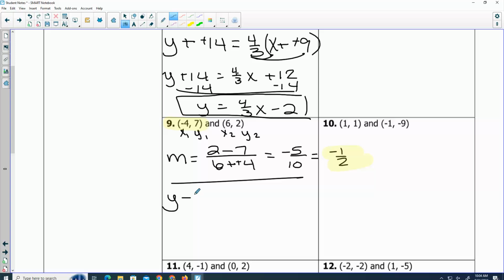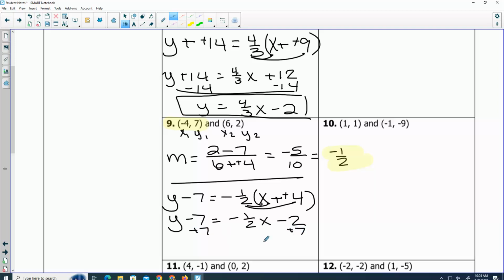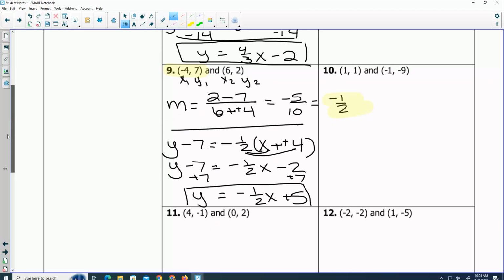y minus y1 equals m, negative 1/2, x minus negative 4. Okay, minus a negative is positive. So we get negative 1/2 x. Negative 1/2 times 4 is negative 2. Add the 7. So negative 1/2 x plus 5. Alright, walking around, it looks like you knew the process, but there were a lot of errors on that one.